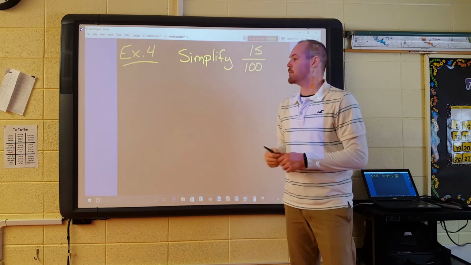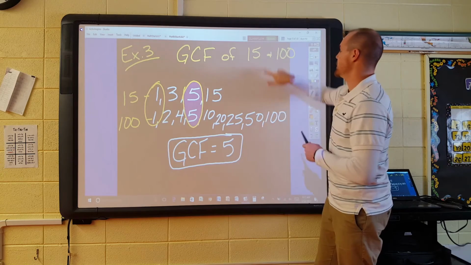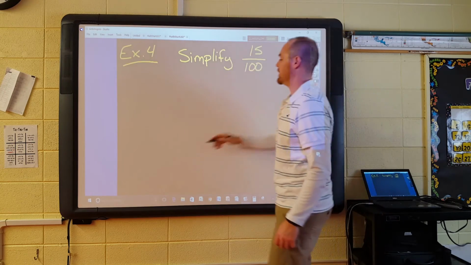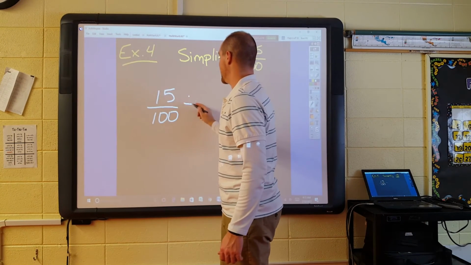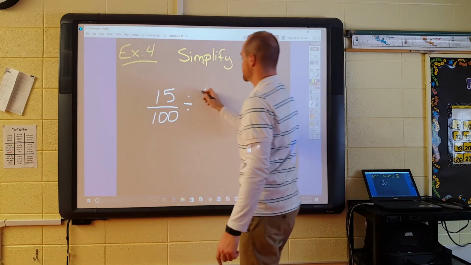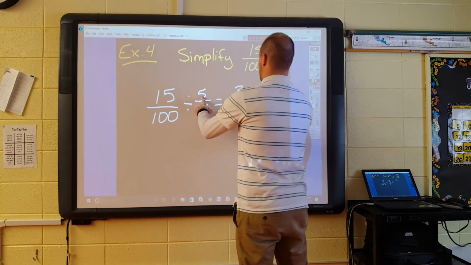Okay, and then the fourth example, we're going to use those two numbers, 15 and 100. We're going to use the greatest common factor of those two numbers to simplify this fraction. 15/100, we divide both terms by their greatest common factor, which again was 5. 15 divided by 5 is 3.